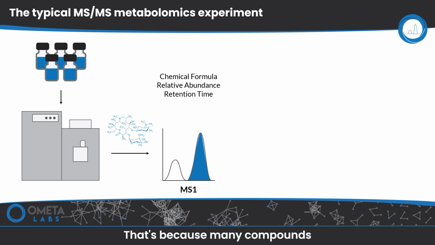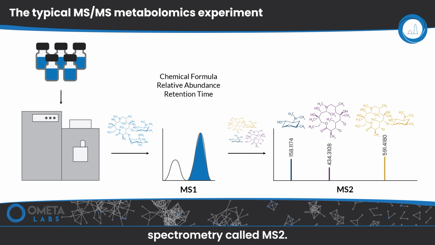That's because many compounds have exactly the same chemical formulas, even if they have very different structures and functions. So, in MS-MS experiments, we run an additional round of mass spectrometry called MS2. In this round, instead of measuring the mass of the entire compound, we will split that compound up into fragments and measure the mass of those fragments. This creates a chemical barcode that provides information on the chemical substructures within the molecule. These barcodes can then be used to identify metabolites.